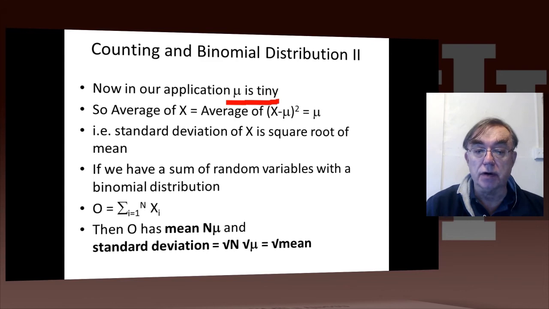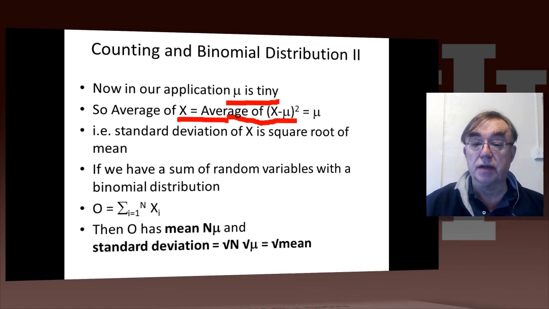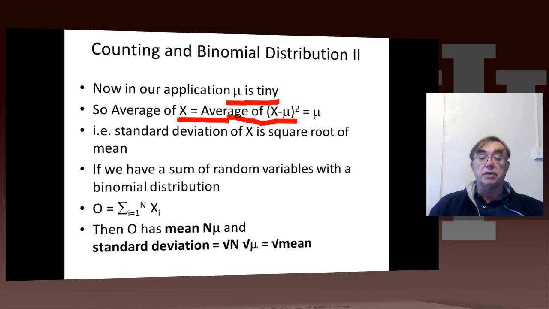Mu is tiny for our applications, and we have the basic result that the average of the random variable is equal to its so-called variance, which is the square of the standard deviation, and they're equal to the same thing. So its standard deviation is the square root of the variance, which is then the square root of the mean. So that's our basic result. If we observe n events in our bin, the error is always the square root of n.